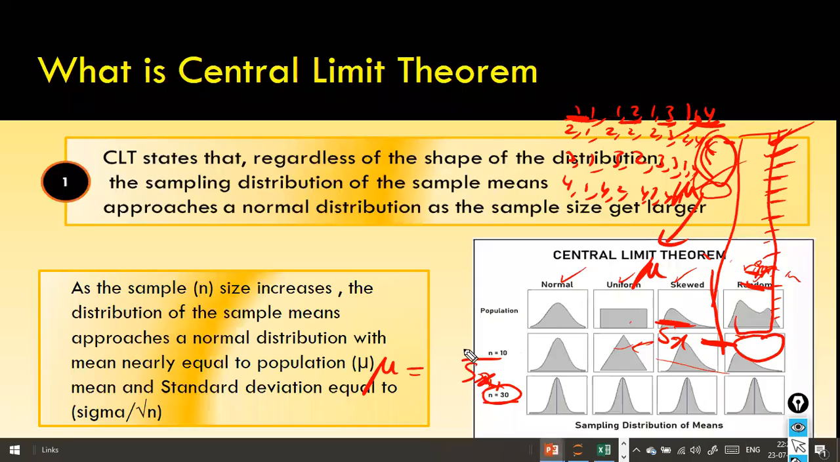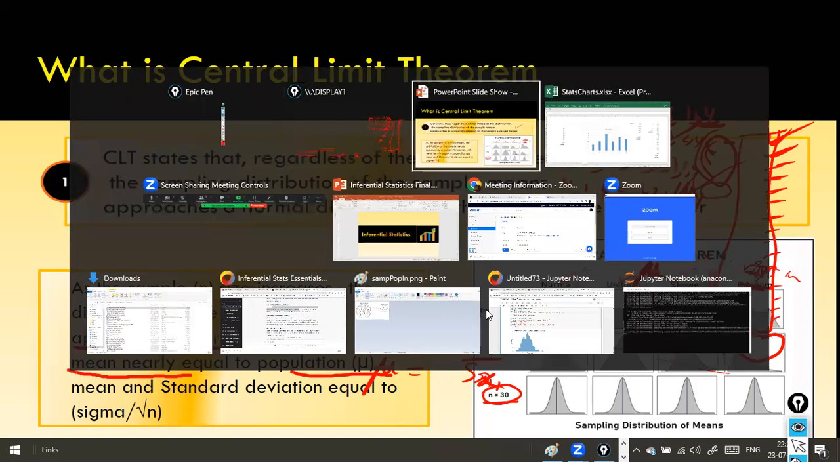If you go back to the theory, the definition: as the sample size increases, let's say 30, the distribution of the sample means also approaches a normal distribution with mean nearly equal to the population mean. The sample means approach a normal distribution with mean nearly equal to the population mean. That is what it tells us.